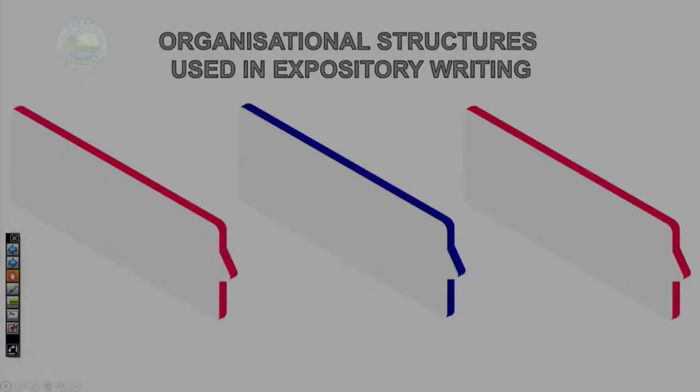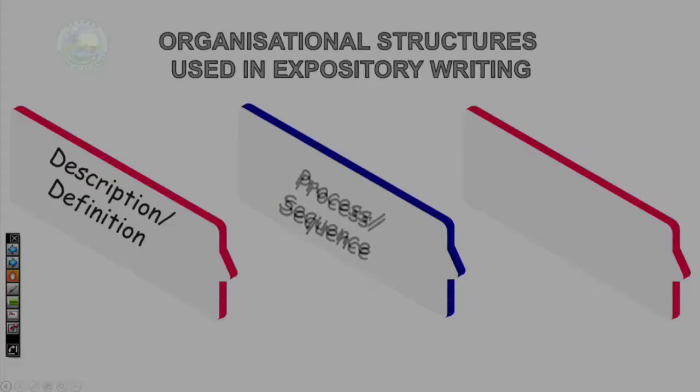Organizational structures that you can find in expository writing will include the following. Expository writing can be found when we're looking at writing that involves the description or definition of something, because it's factual and it's not meant to do anything other than inform. When we look at a process or sequence, information detailing the process or steps involved in doing something is expository writing, because again, it's aimed at providing information.